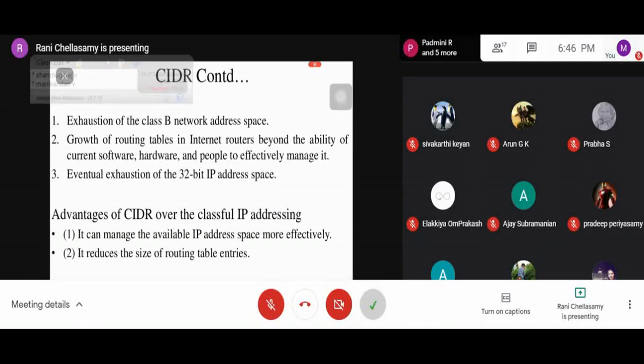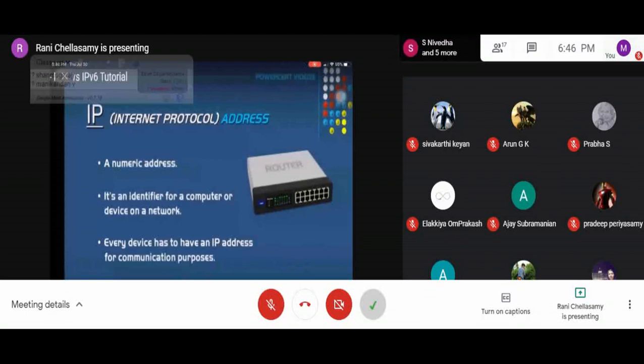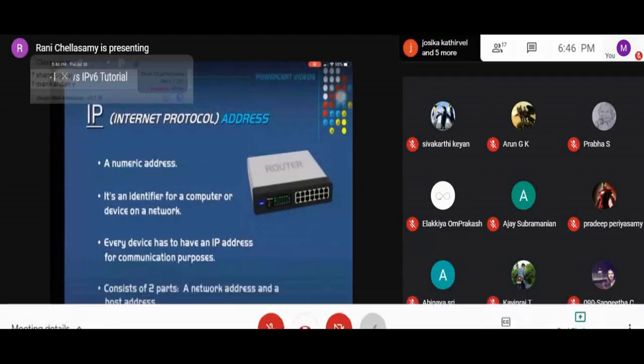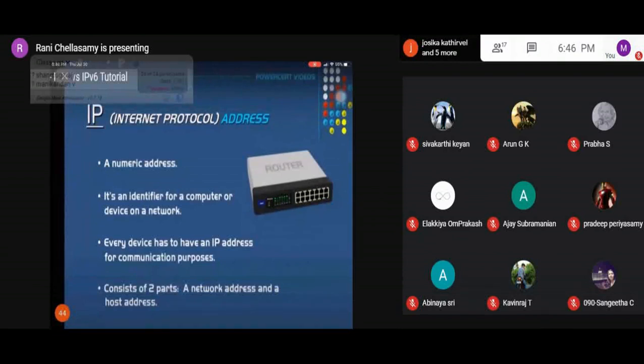Let's go deeper into the IP address. It's a numerical value or address used as an identifier for any host machine or any device on the network. Every device has an IP address for communication purposes. If a packet is transmitted from one host to another, each host machine is represented by an IP address. It consists of two parts: the network address and the host address.